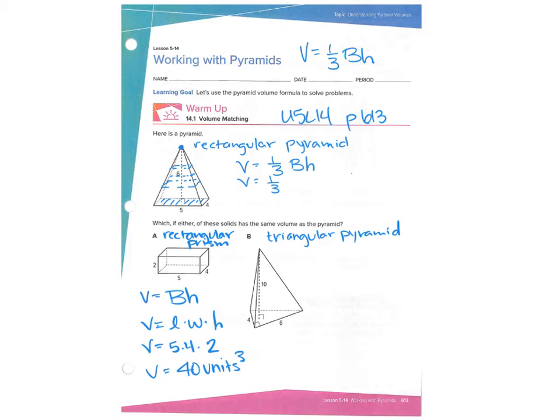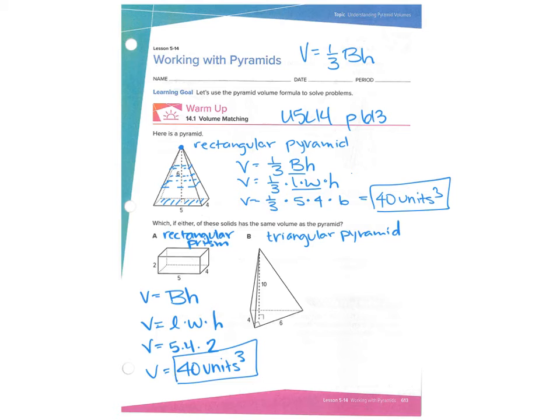So this is 1/3 times the area of the base. The area of my base is length times width, since it's a rectangle, times the height of my entire pyramid. So my big B is length times width. So this would be 1/3, 5 times 4 times 6. This is all multiplication. You can do it in any order you want. I might do the 5 times 4 times 6 because in my head I know that's 20 times 6. And 20 times 6 is 120. 1/3 times 120 is 40. So I also know that this is 40 units cubed. So these two happen to have the exact same volume.